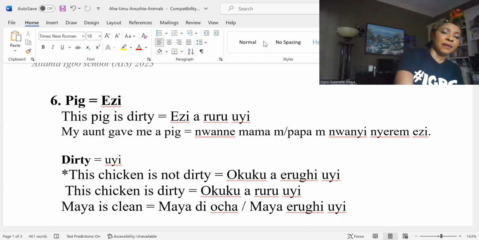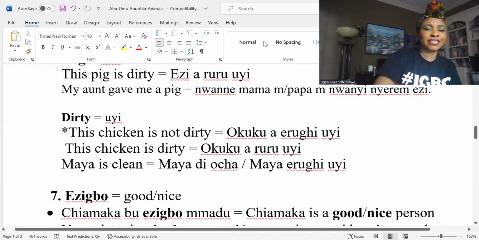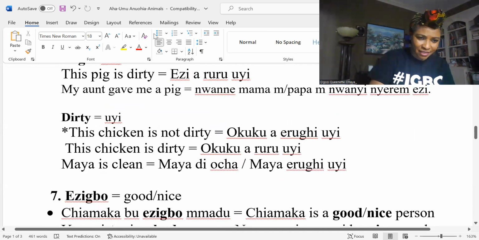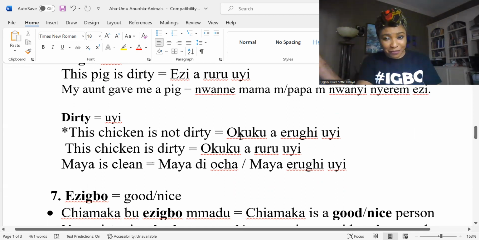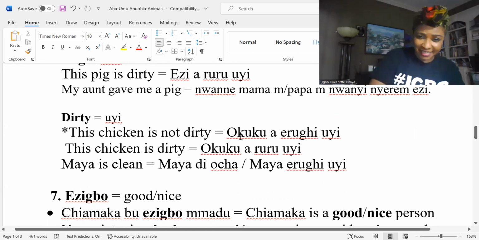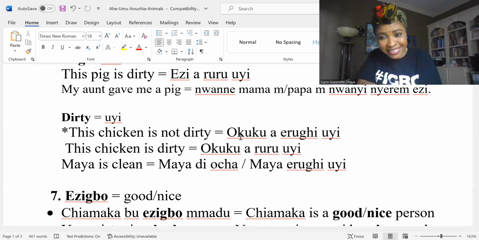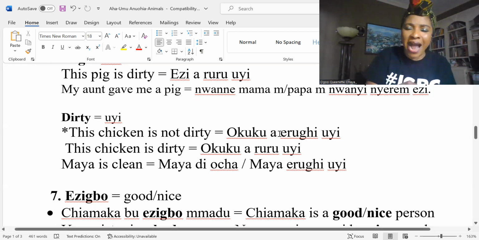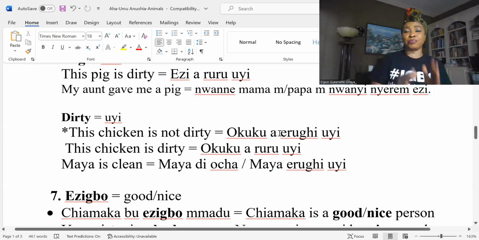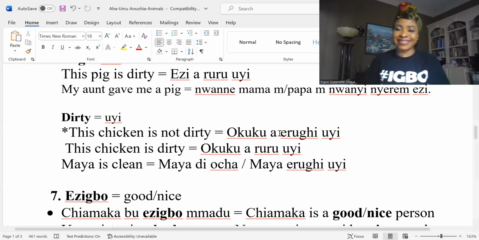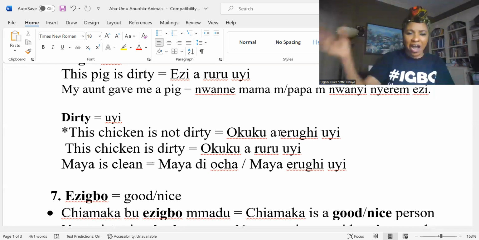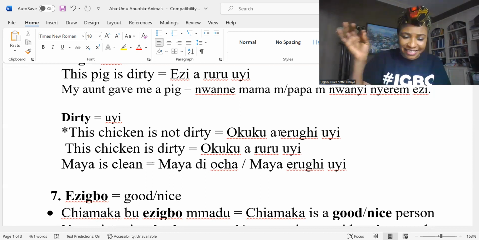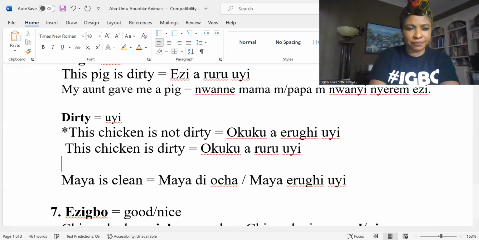Okay. Now, this chicken is not dirty. See where I put asterisks here. This chicken is not dirty. This is in a negative form now. Versus this chicken is dirty. Now we're trying to say it is not dirty. Okokwa. Remember how I told you how to put okokwa? This, if we say that, you say okokwa ahụ. That chicken. Now let me put two of them here.